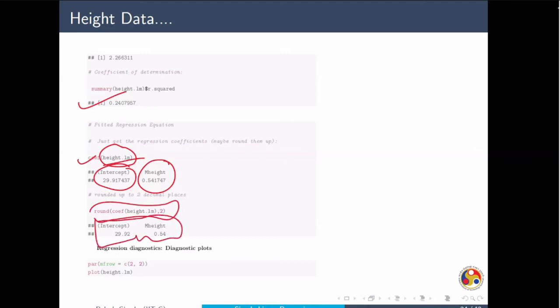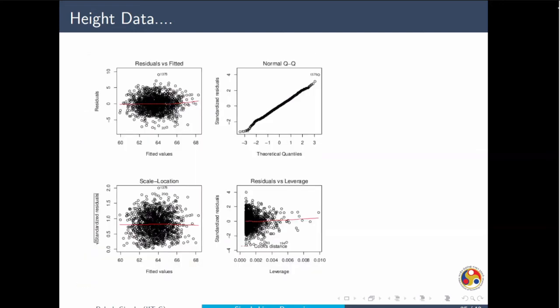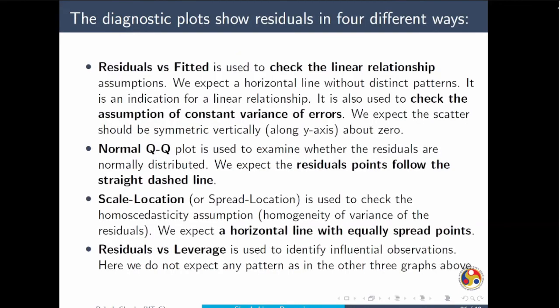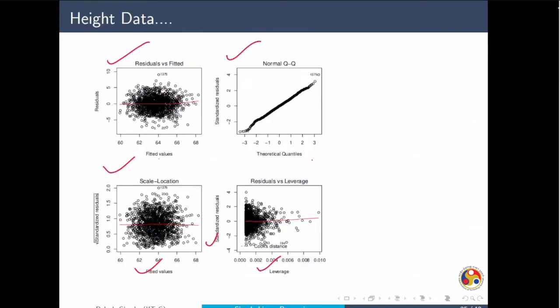For the regression diagnostics, you can plot height.lm. So you are getting this one. Now, these are the diagnostic plots. One is residuals versus fitted values, then standardized residuals versus theoretical quantiles, square root of the standardized residuals versus fitted values, and standardized residuals versus leverage. Let's quickly check these. The first one is residuals versus fitted, this one. What I expect here, as I told you, is a line, and I expect that the points are randomly distributed here. More or less, this graph is fine.